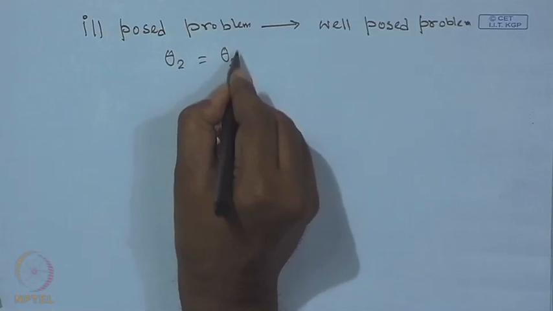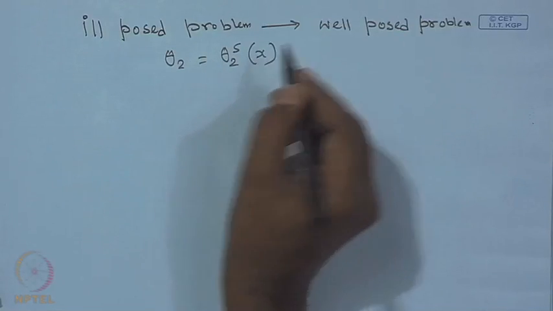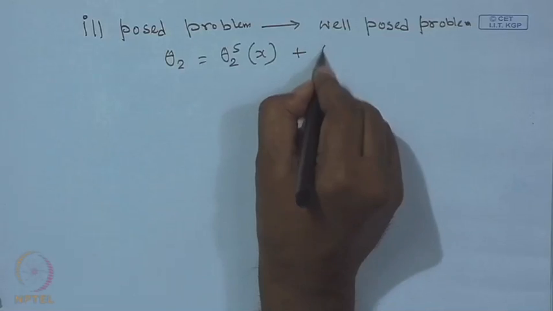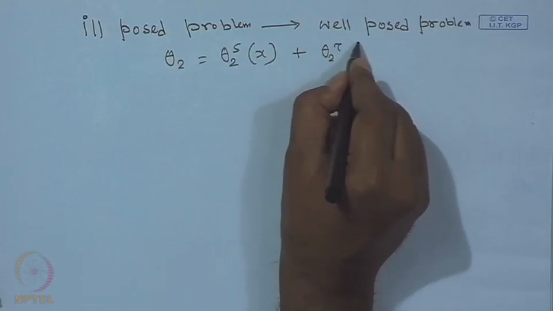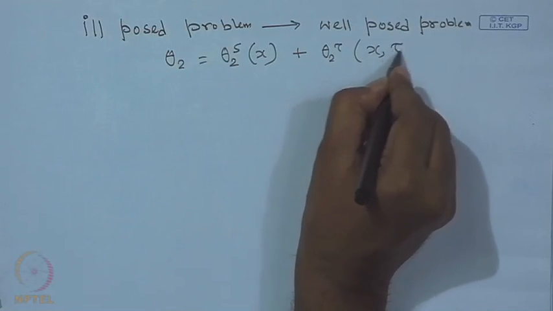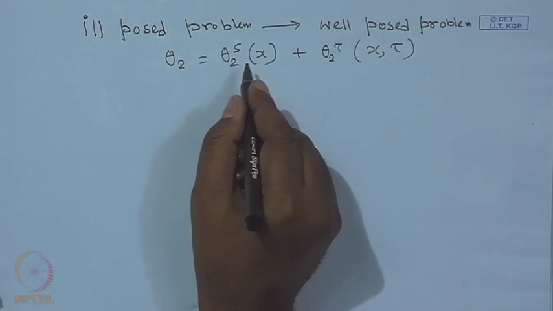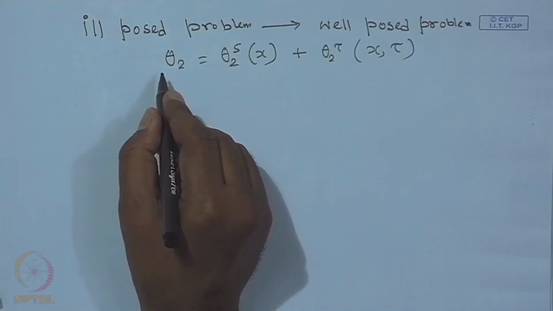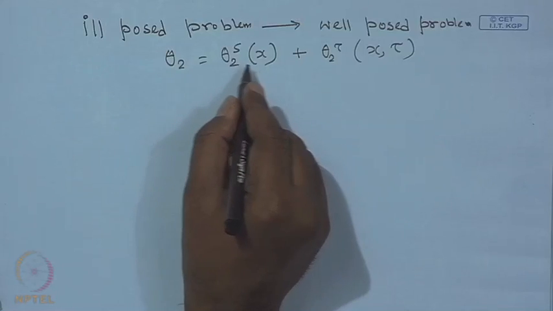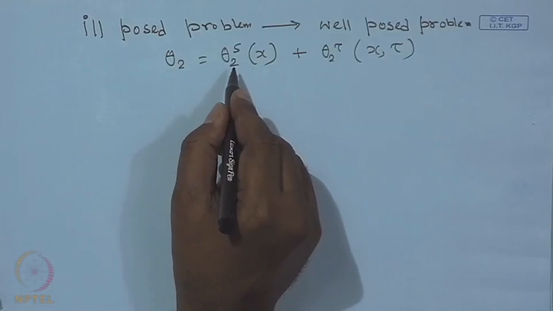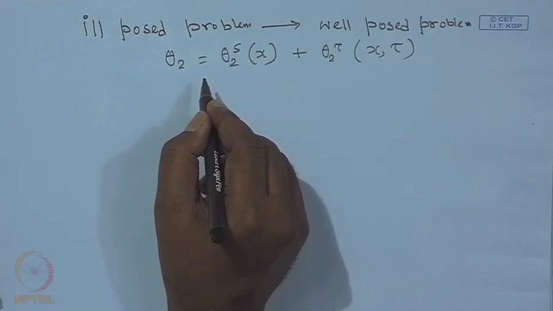One is theta 2 s, the steady state solution, which is a function of x alone. Another is the unsteady state transient solution, which is a function of x and tau both. Therefore, we put this into the governing equation, collect the similar terms, and we will get the governing equations of theta 2 s and theta 2 t.